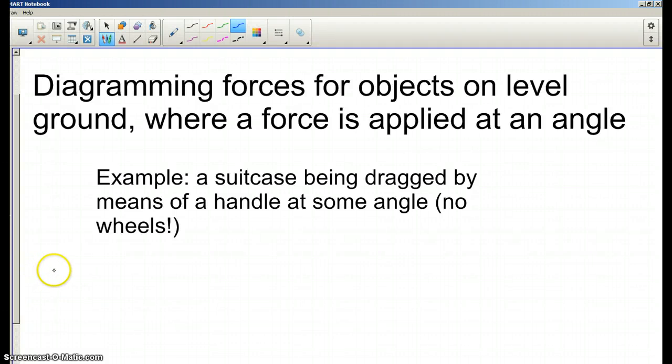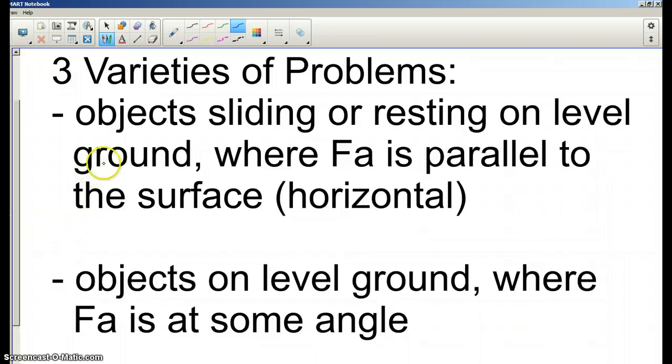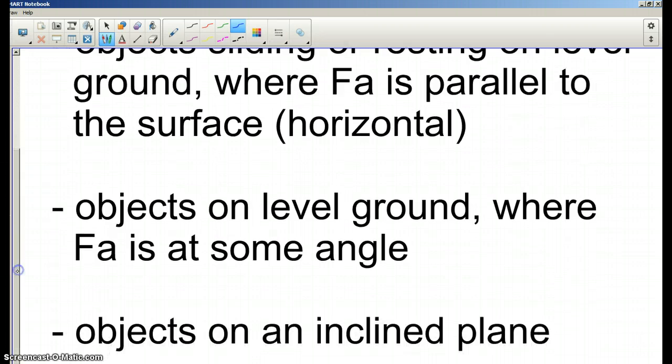Friction. How to diagram forces for objects on level ground where a force is applied at an angle. As you may recall from the previous video, there are three categories of problems which we will be solving involving friction. Objects sliding or resting on a level ground where the applied force is parallel to the surface. Or objects on level ground where the applied force is at an angle, or objects on an inclined plane. This video focuses on objects on level ground where the applied force is at some angle.